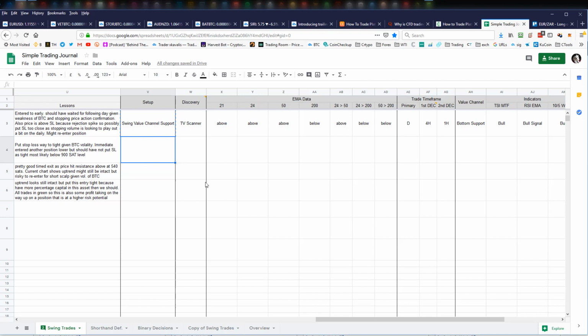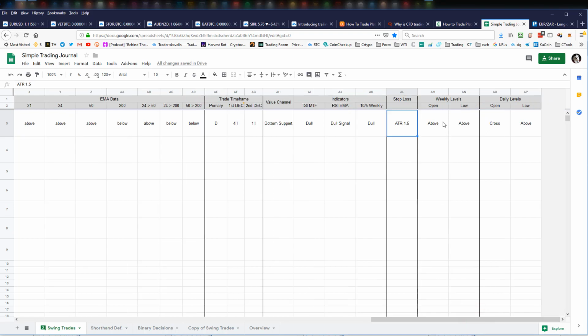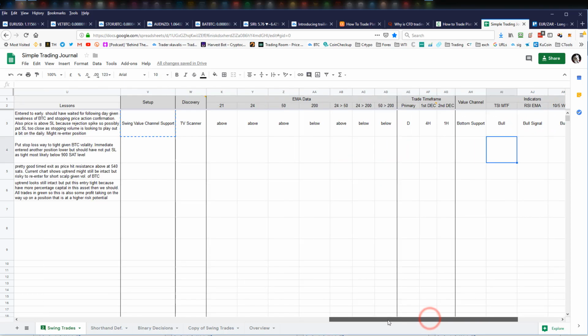Generally, this second half here is these binary decisions that cover setup discovery. You'll see here I have EMAs. I have the trade time frame. I have a value channel. I have indicators that I use. I have my stop loss, how I decided the stop loss, and then I have weekly levels. So this is an example of the type of data that I want to be capturing for my trade entries.